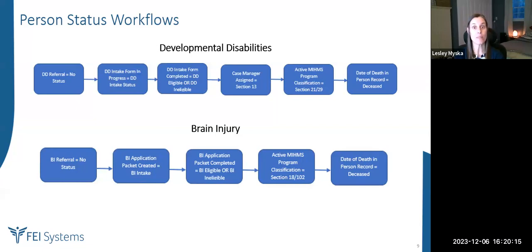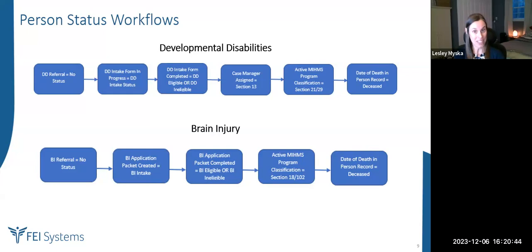And then they're going to submit an application packet. And they're going to attach that PCP to the application packet. And our waiver managers will receive that packet in the system and they'll review that packet. They'll review the comprehensive assessment, the PCP, and they will determine whether that person is medically eligible or not medically eligible to receive the service that they've applied for.